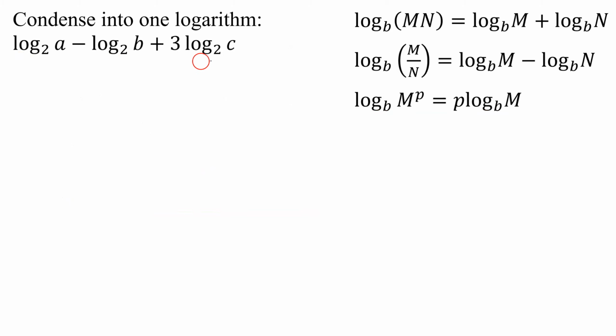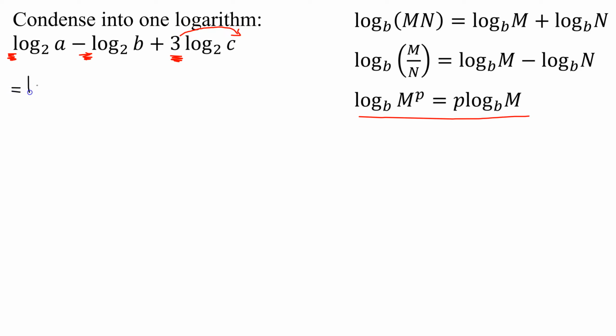So now we're back looking at our problem, and I put the properties up here. So remember, in front of each of the logs, I need to have a 1 or a negative 1. Is that a 1? Yes. This one is a negative 1. Excellent. How about this one? No, that's a 3. So I'm going to have to use the power property here, and that 3 needs to go up and become an exponent.